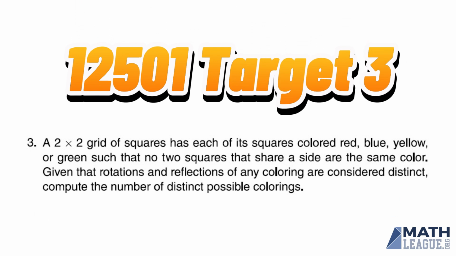Problem number 3 reads, a 2x2 grid of squares has each of its squares colored red, blue, yellow, or green, such that no two squares that share a side are the same color. Given that rotations and reflections of any coloring are considered distinct, compute the number of distinct possible colorings.